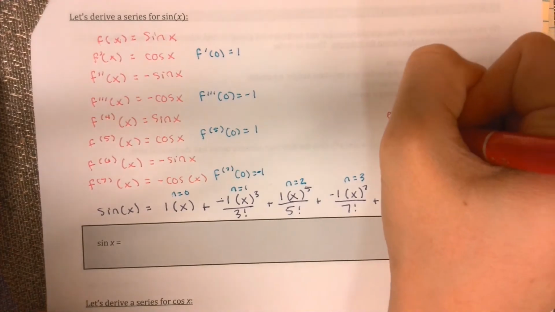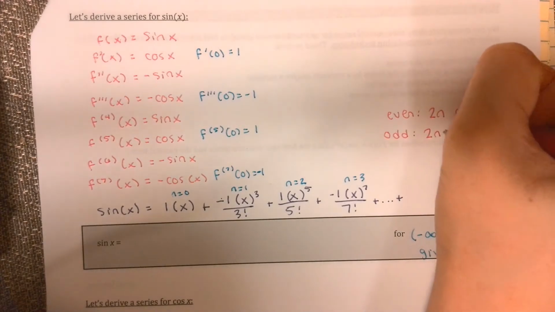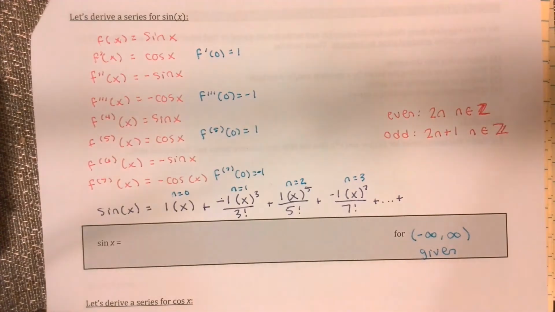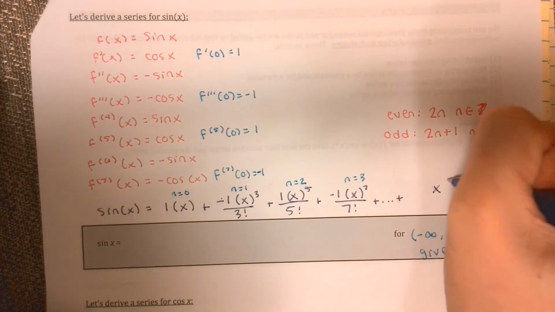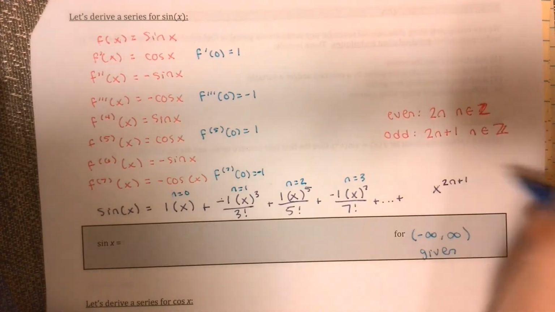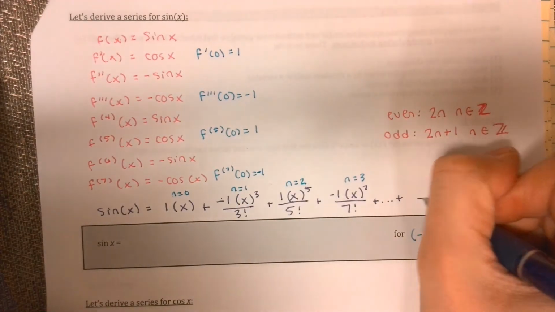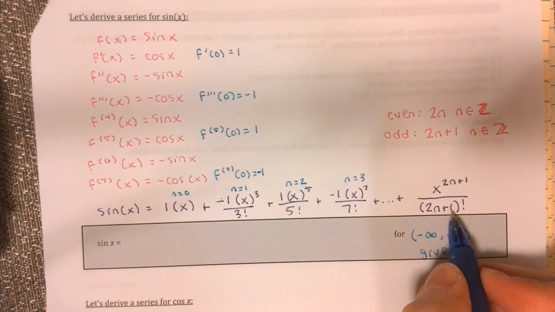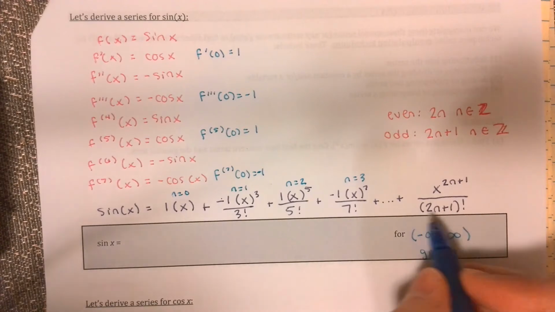All the odd numbers are 1 away from the even numbers. So all the odd numbers could be 2n plus 1, where n is an integer. Okay? So if I want odd exponents on x, I'm going to let my x term be to the 2n plus 1. Okay, and that exponent has to match my factorial, so I will put 2n plus 1 factorial. Make sure you use these parentheses, because if you don't, that factorial only applies to the 1. Okay, so if you want to apply the factorial to the whole thing, you need to put parentheses that way.